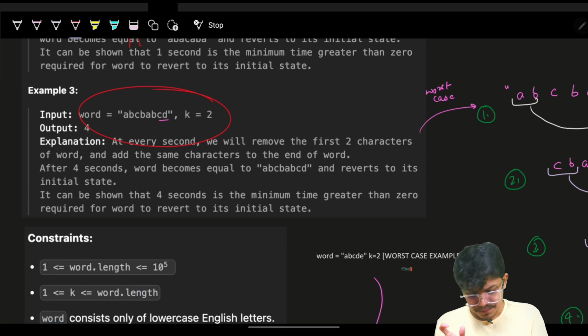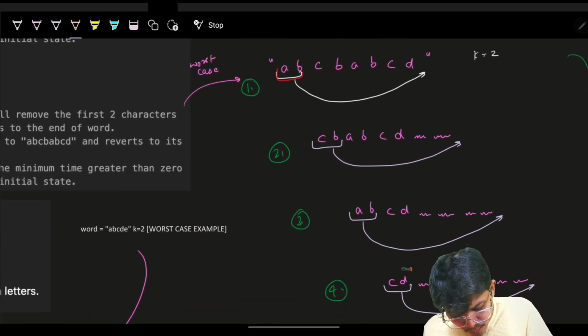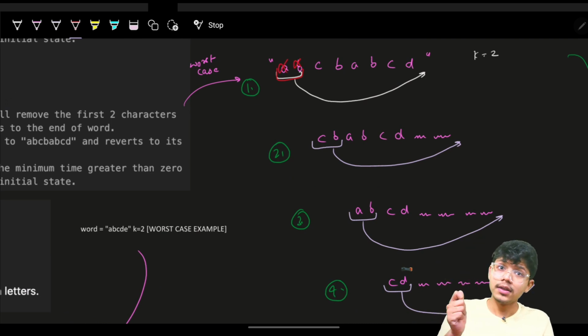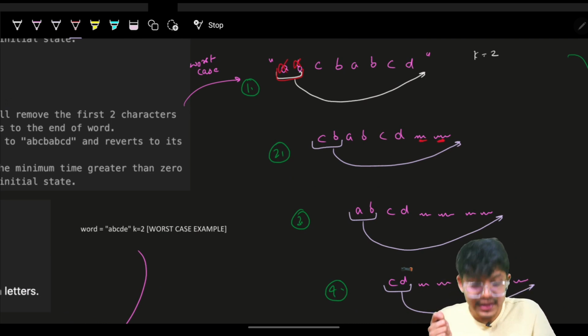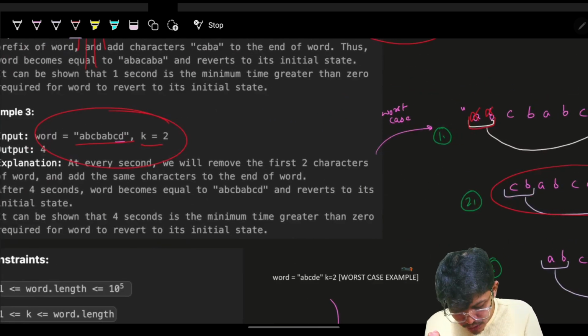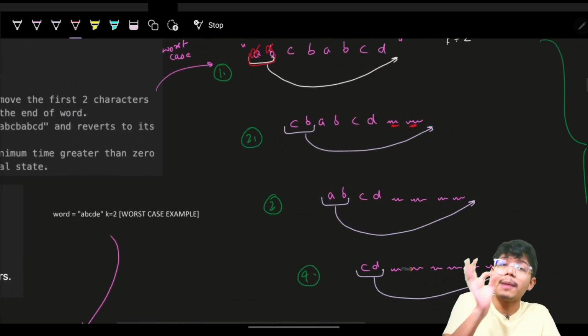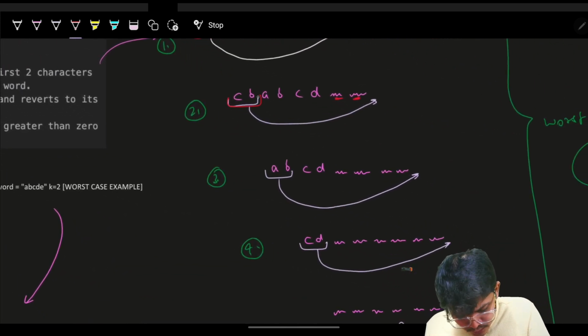Okay, this is a string. My K is 2. Again, I will perform one operation. When I perform this operation, these 2 are gone. Okay, and then I will place them in the end. Now, this is the string. Try to match it with the input string. Okay, A and C, not matching. Which means I have to again apply the operation.